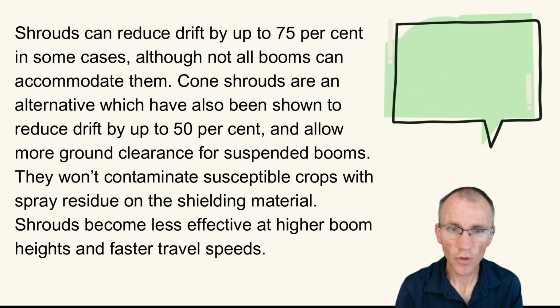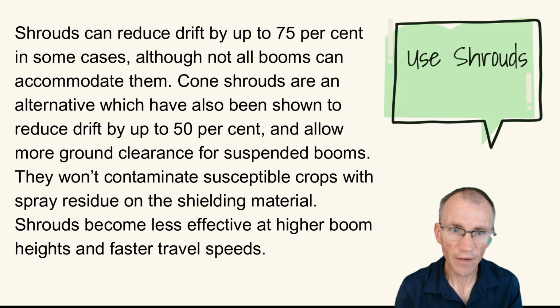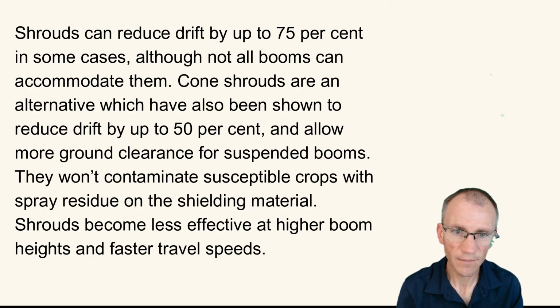Another way to minimize drift is to use shrouds. Shrouds can reduce drift by up to 75% in some cases, although not all booms can accommodate them. Cone shrouds are an alternative, which have also been shown to reduce drift by up to 50% and allow more ground clearance for suspended booms. They won't contaminate susceptible crops with spray residue on the shielding material. Shrouds become less effective at higher boom heights and faster travel speeds.